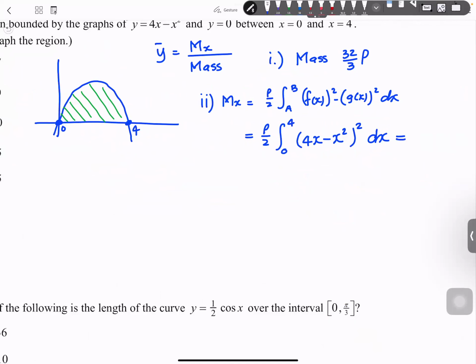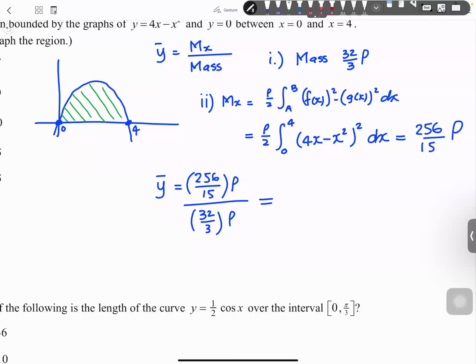I would recommend that you use your calculator to evaluate here. When I evaluate, I get 256/15 rho. And so then we're finally able to calculate y bar. So y bar is equal to the moment about x, that would be 256 over 15 rho, over the mass, which is 32/3 times rho.